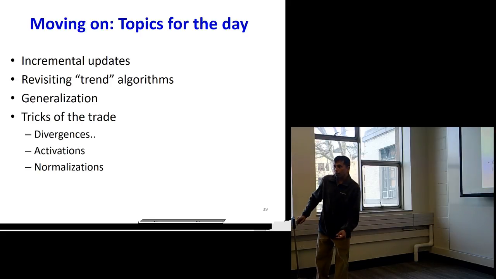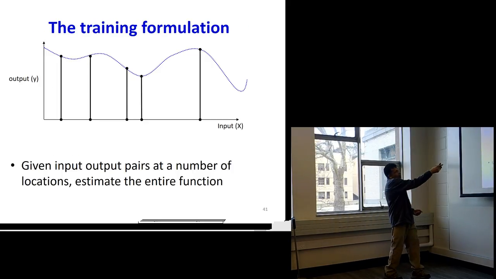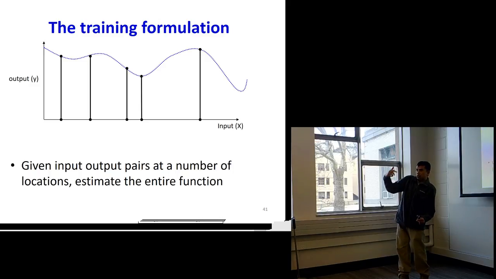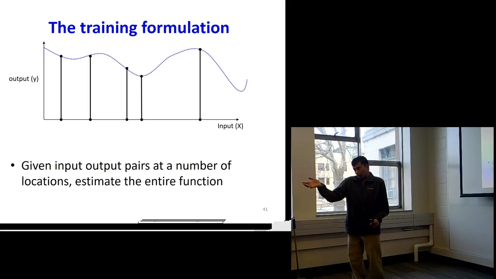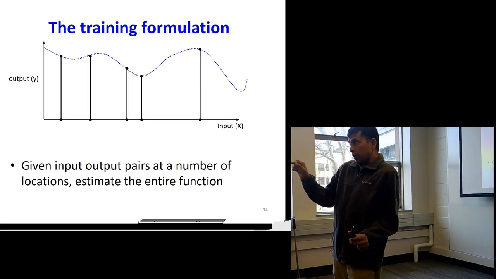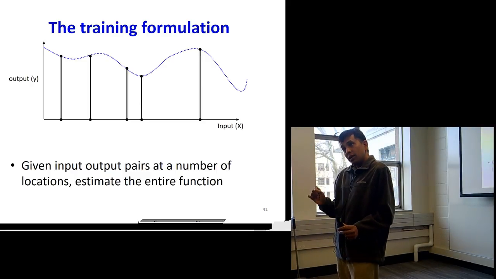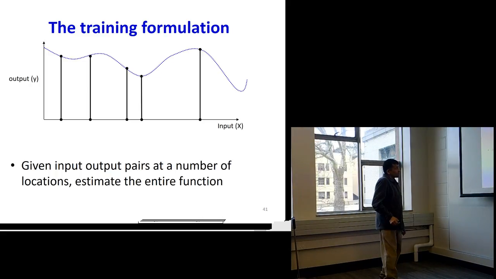So here's how we formulated training, right? You're given input-output pairs at a number of locations, like those dots. The bottom of the line shows the x value, the top shows the y value that you want the network to give you. The actual function may be that dotted blue curve. You're trying to estimate a network that will give you the dotted blue curve based only on the little black lines, right?